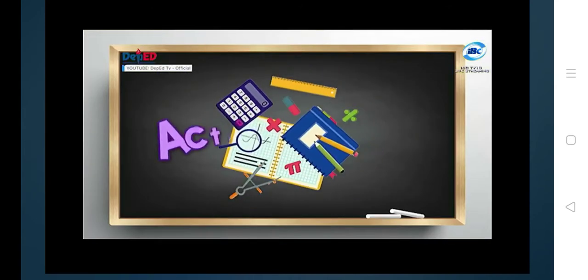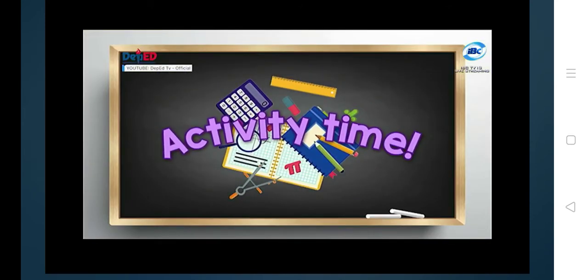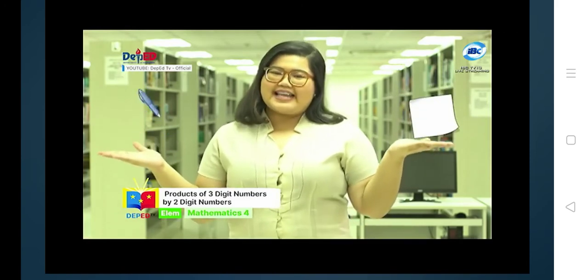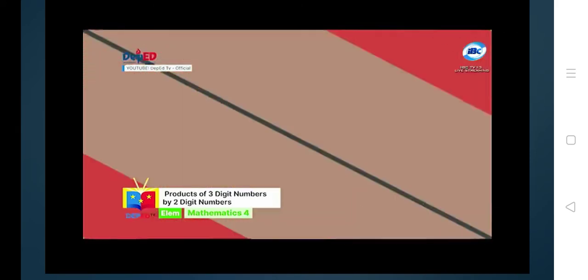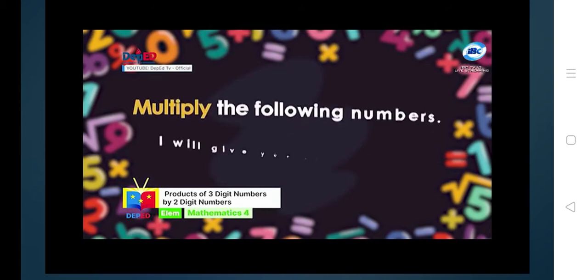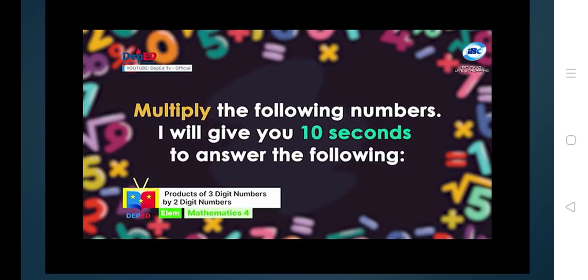Now that you know how to multiply numbers with and without regrouping, Mathly, Mathly, Mathly! Activity time! Pens up, papers up, let me see your happy face. Pens up, papers up, let me see that amazing face. Multiply the following numbers. I will give you 10 seconds to answer the following.